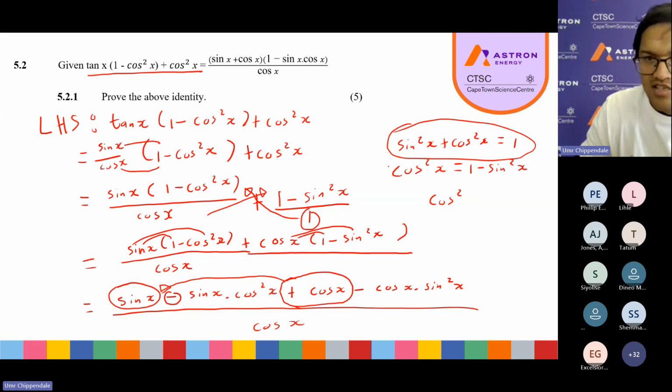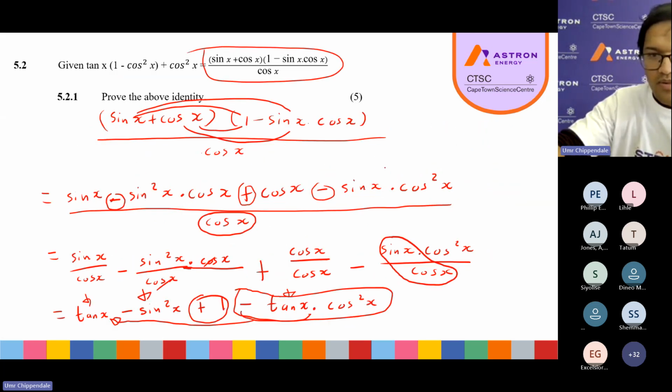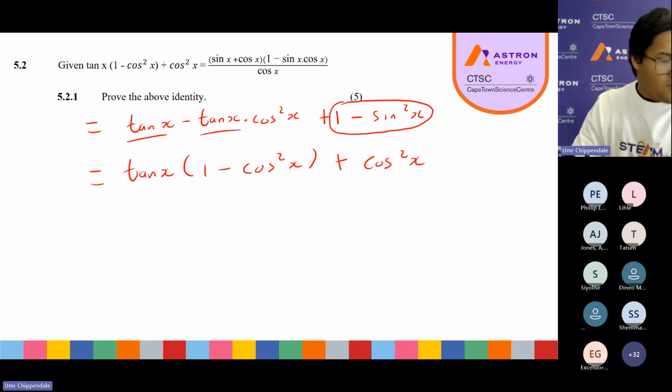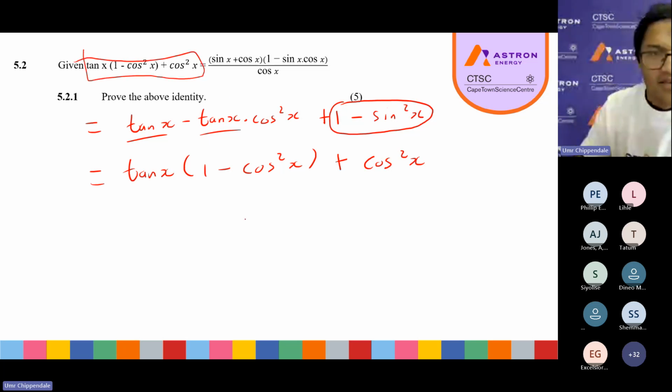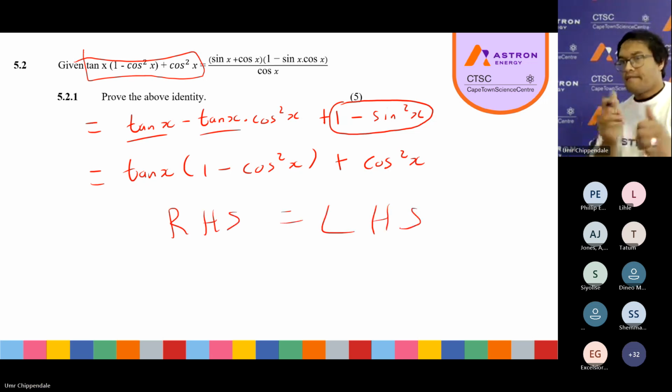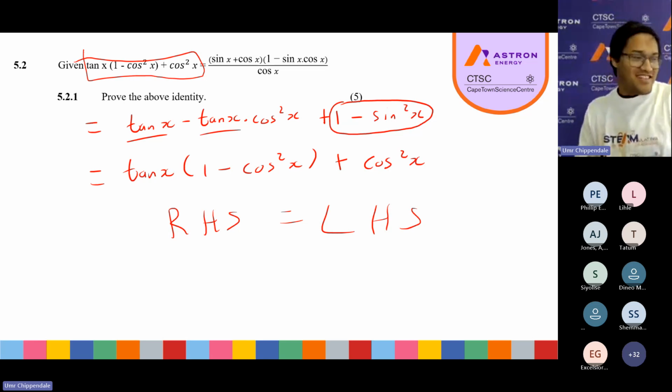Oh yes, I already have it here. Let's use it there already. Cos squared x is equal to 1 minus sine squared x. And then we go back over. There you see that's 1 minus sine squared x. So that just becomes cos squared x. So we have it like this, and that is everything. See, that is that. So therefore, right-hand side is equal to left-hand side. And that's how we do this trig identity.